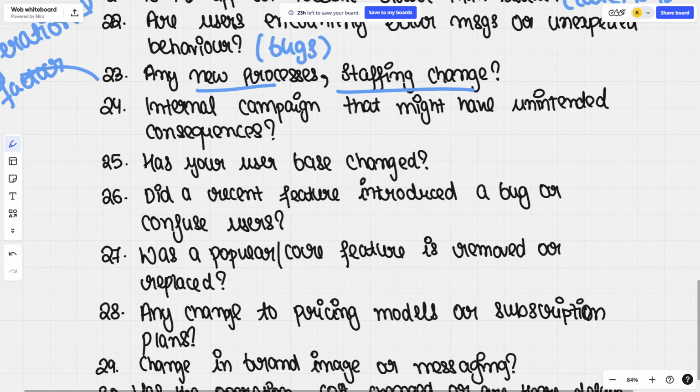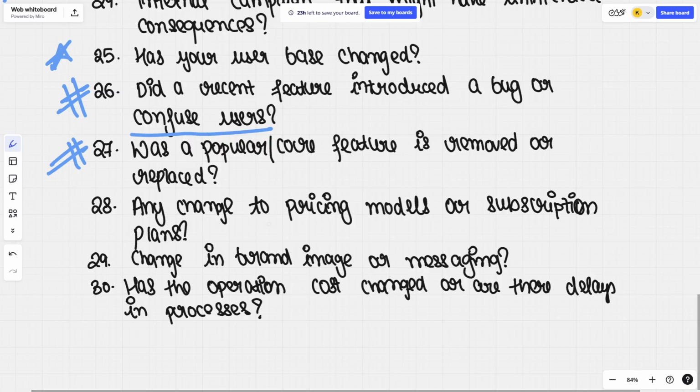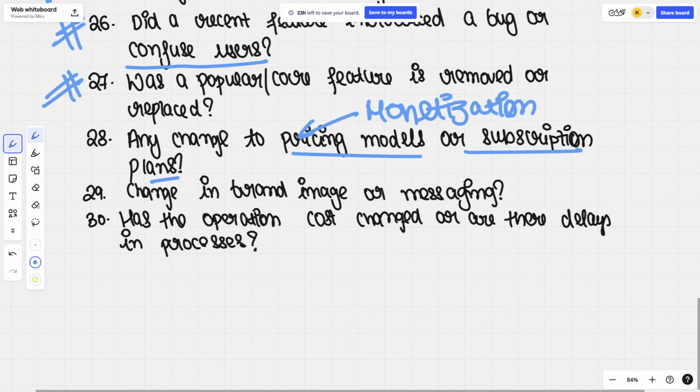Has your user base changed? This is another common question. Did a recent feature introduce a bug or confuse the user? This is one of the most important questions. I cannot say this is a common question, but this is an important question. Was a popular core feature removed or replaced? This is one of the important questions. Has anything changed related to pricing models or subscription plans? Have we started monetization? And that will definitely affect the user behavior.